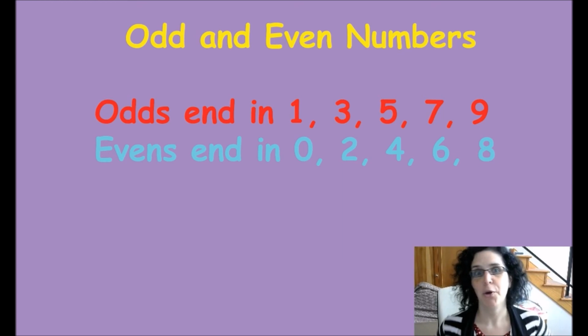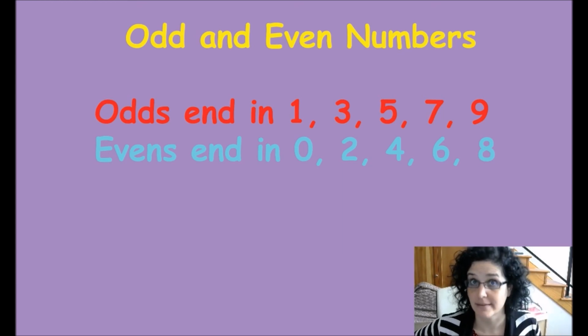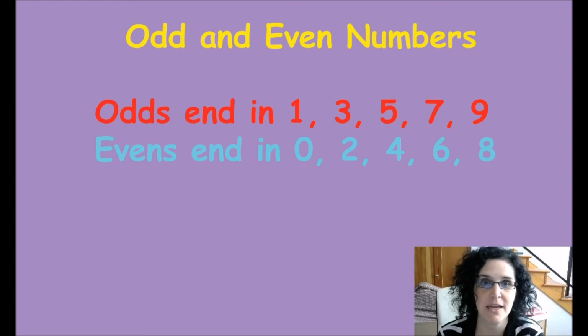So this is the end of the video, and we saw that odd numbers are numbers that end in 1, 3, 5, 7, or 9, and evens end in 0, 2, 4, 6, or 8. So I'm going to let you go now, and we're going to be looking at some examples and doing some exercises tomorrow.